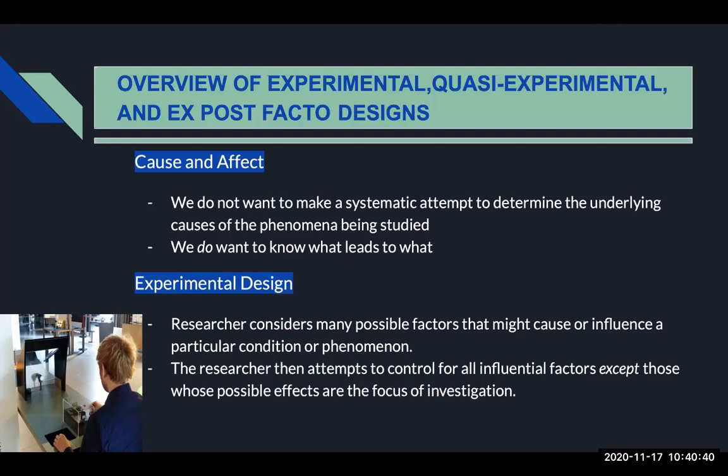A researcher can most convincingly identify a cause and effect relationship by using an experimental design. In such a design, the researcher considers many possible factors that might cause or influence particular conditions or phenomena. The researcher then attempts to control for all influential factors except those whose possible effects are the focus of the investigation.